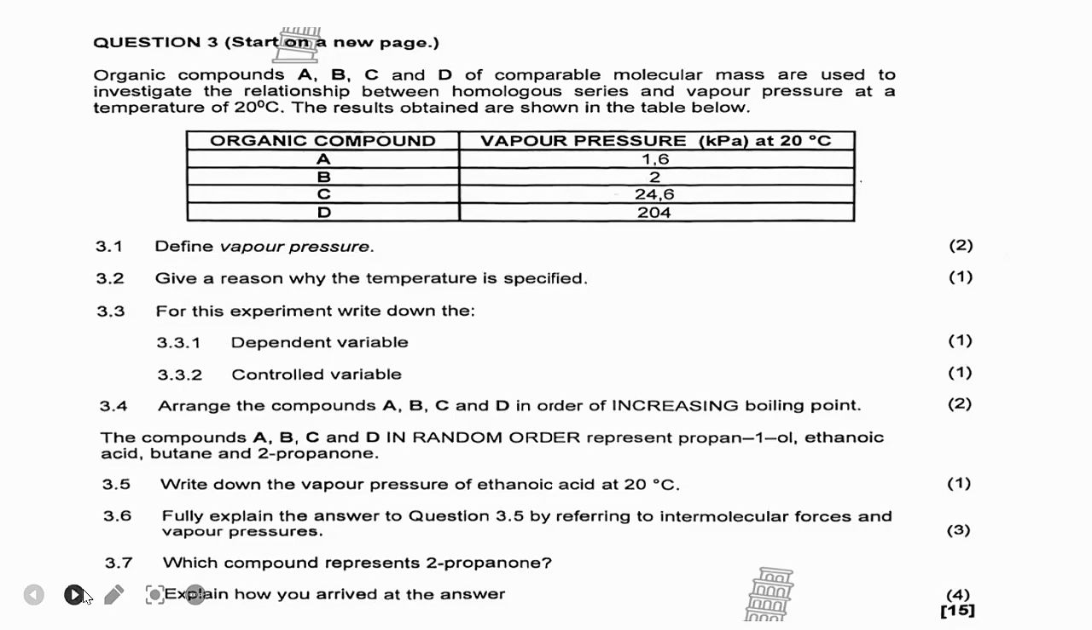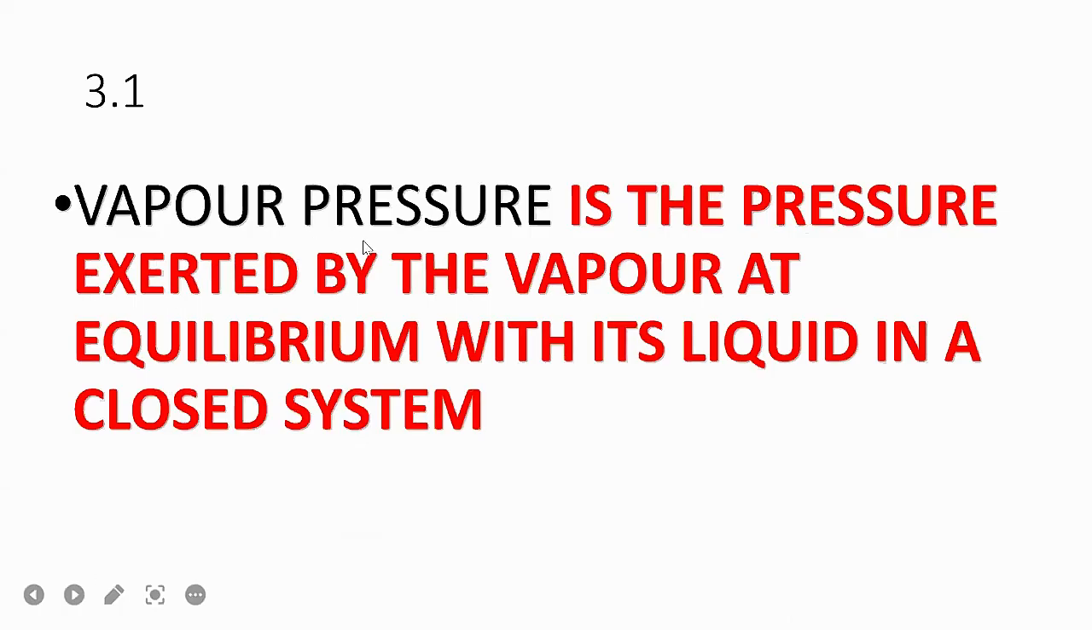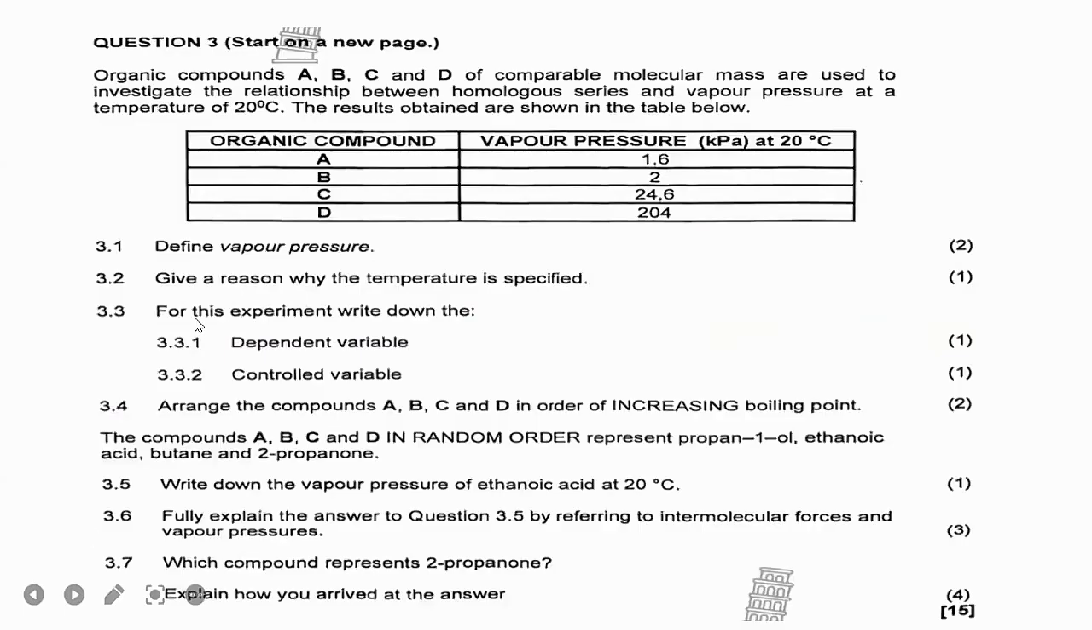So let's run quickly to that. We say the vapor pressure is the pressure exerted by the vapor at equilibrium with its liquid in a closed system. Then, 3.2 says give a reason why the temperature is specified.